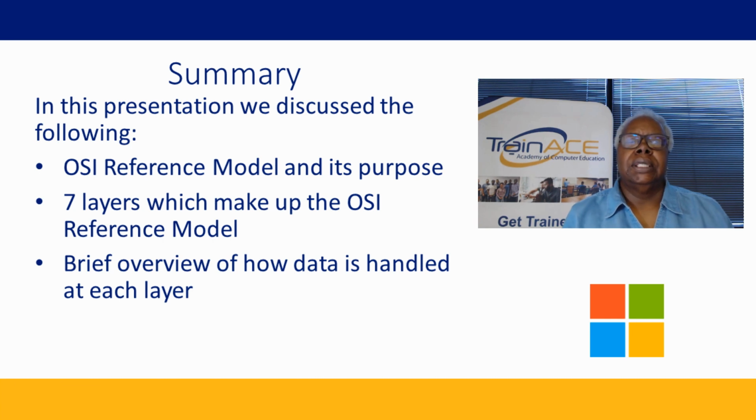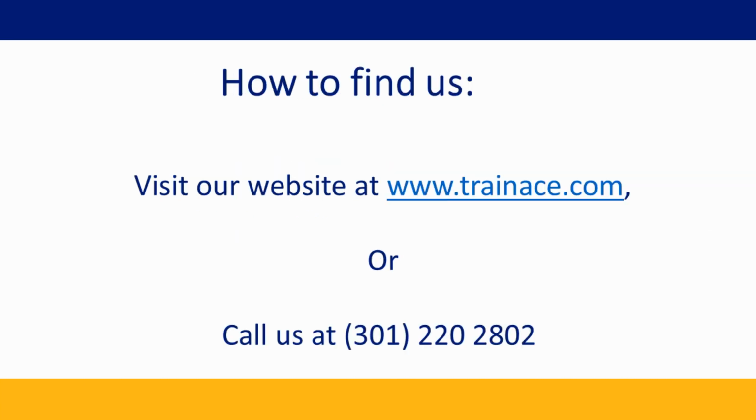So in summary, today we discussed the OSI model and its purpose. We discussed the 7 layers that make up the OSI model, and a brief overview of how data is handled as each of these layers was discussed. That concludes our discussion of the OSI reference model.